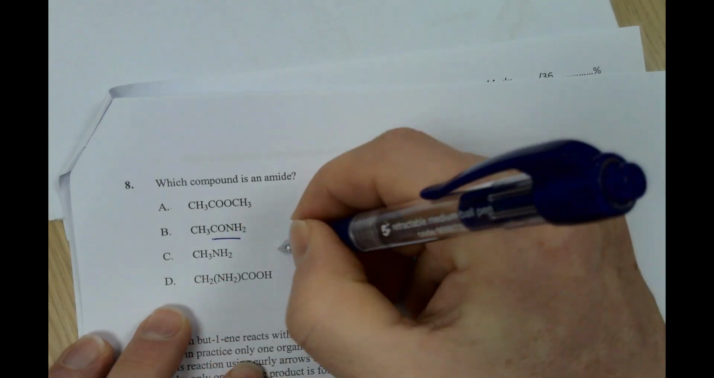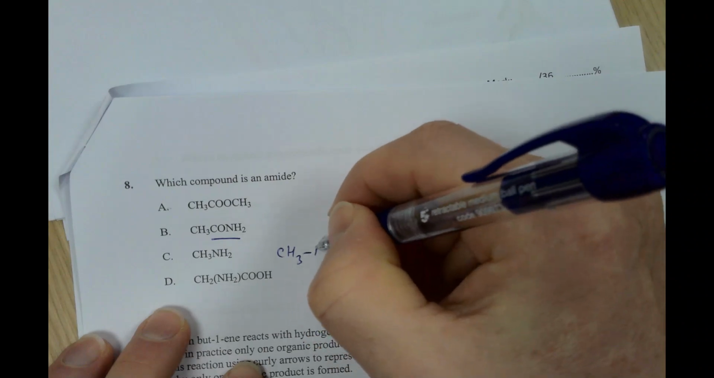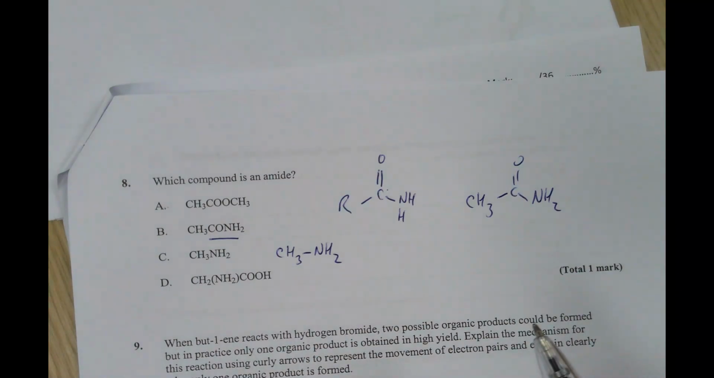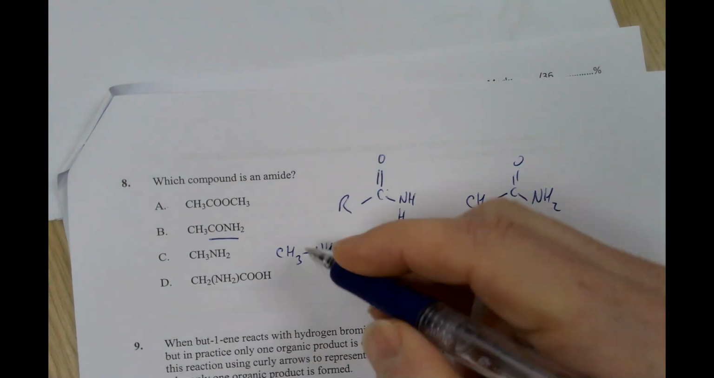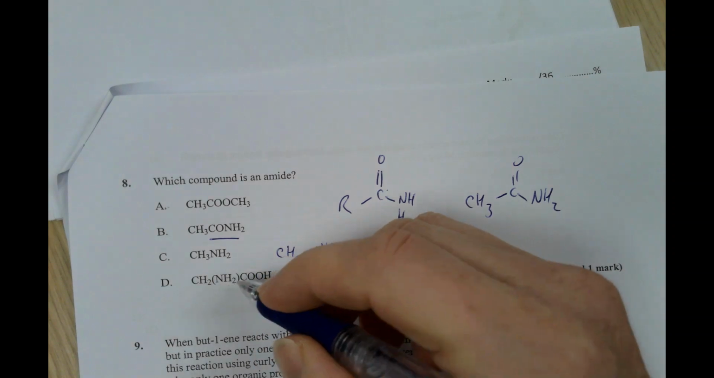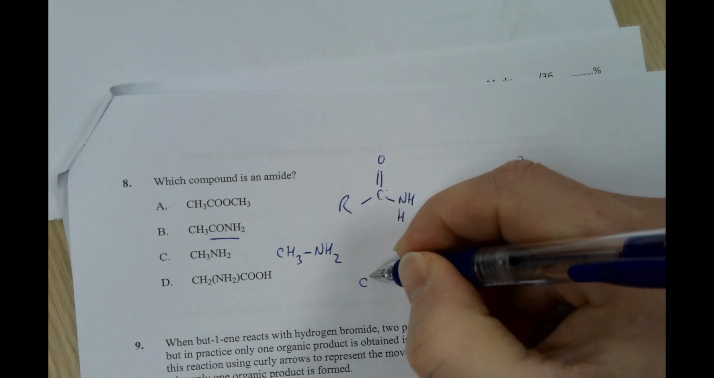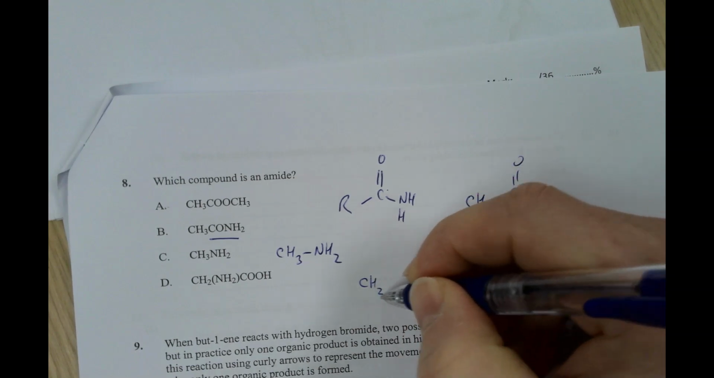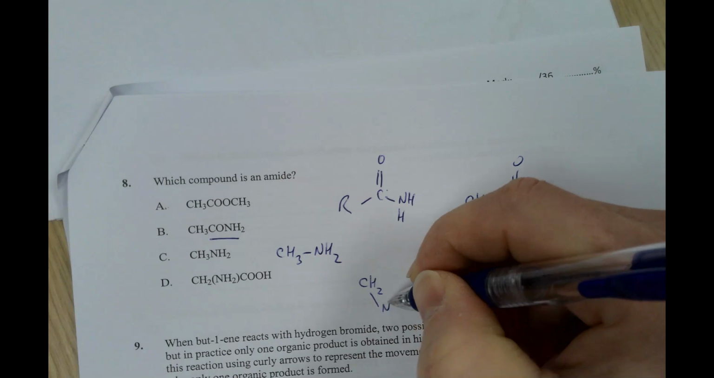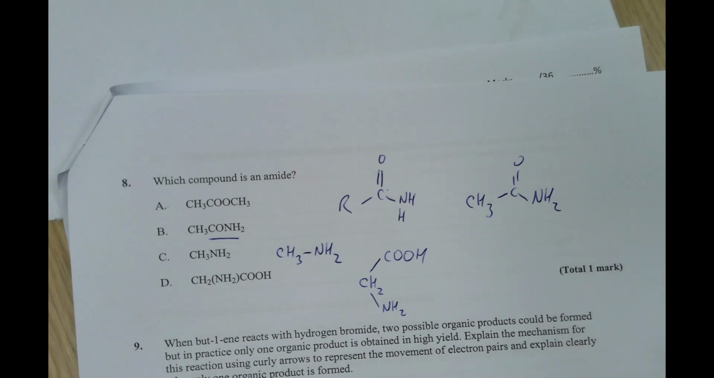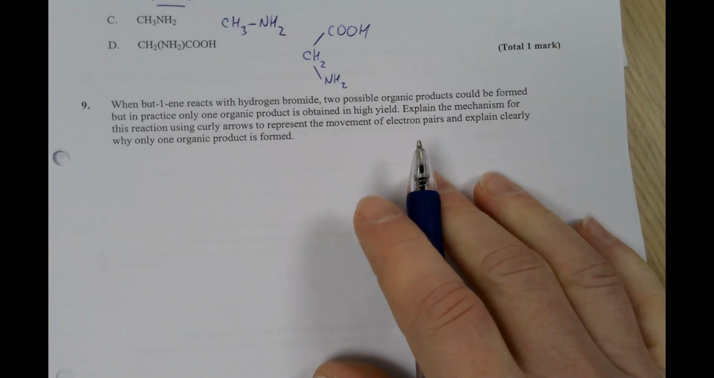This is simply an amine. Amines are like ammonia, but just the hydrogen has been replaced by the methyl in that case. And this is drawn in a slightly confusing way. It's an amino acid. Normally we write the NH2 first, but let's write it like they have. So CH2. If you have an NH2 coming off it, and then a COOH coming off. This is actually glycine, the amino acid, and that's not an amide either.